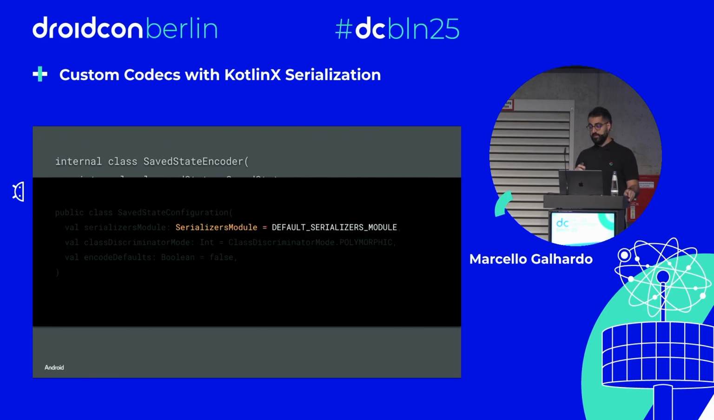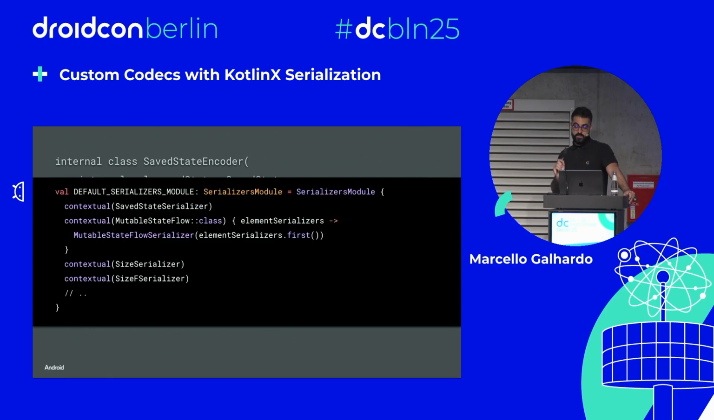It's worth noting this default serializers module. It's the module we provide out of the box with serializers that is used for most cases. So for example, it registers a SavedState serializer as contextual. It also registers a MutableStateFlow serializer. It has some default Android specific serializers like Size. These types are common in Android apps, and we include them by default, just for convenience.